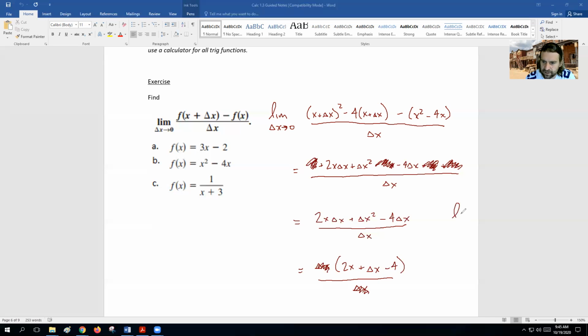So really what we're doing here is the limit as delta x approaches 0 of a simpler equation, 2x plus delta x minus 4. If we take the limit as delta x goes to 0, we're going to just direct substitute the 0 for delta x. We get 2x plus 0 minus 4. So this answer here would just come out to be 2x minus 4. Okay, that's it. Looking good.